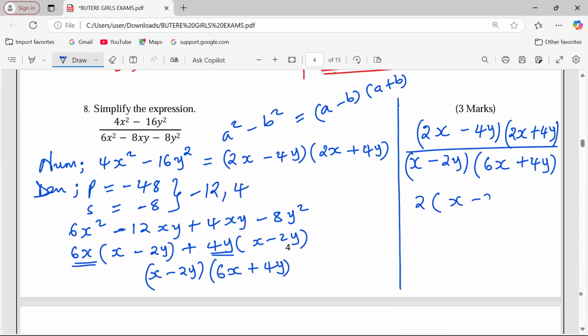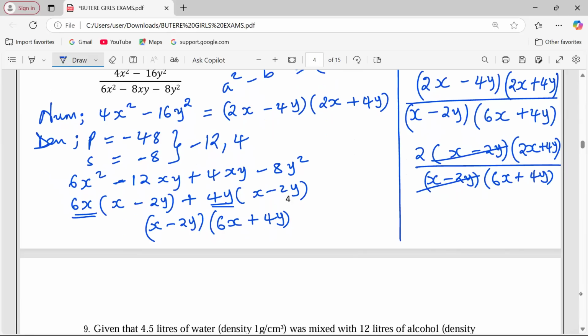x minus 2y. And we have 2x plus 4y that way. Divide by x minus 2y into 6x plus 4y that way. So we can now have this one and this one cancelling, so that we have 2 into 2x plus 4y out of 6x plus 4y.